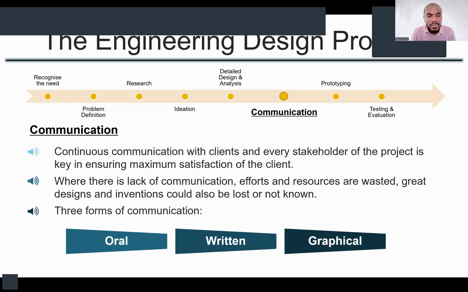Is that okay? Communication. Okay, we talked about this, right? Continuous communication is very key. You must communicate with every stakeholder in the project to ensure that they are satisfied. You are not designing it for yourself. You are designing it for a market. That's why when you finish, you do test runs. You give people your product to try out and give you feedback.